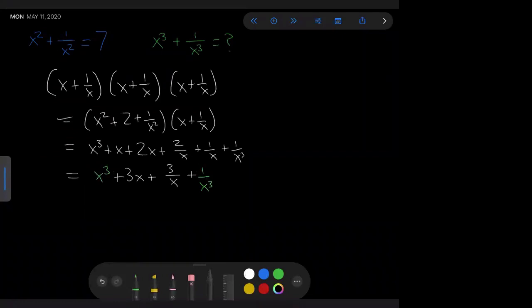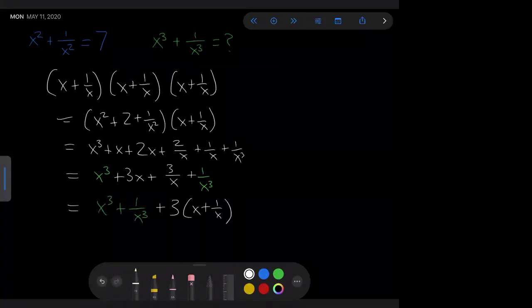We have our green terms. We have our x cubed plus 1 over x cubed. And now if you look again, we can factor a 3 out of this section over here. And that is just going to be our original x plus 1 over x, right? So this will become our green term, which is x cubed plus 1 over x cubed, plus 3, sorry, that will change to white, plus 3 times x plus 1 over x.